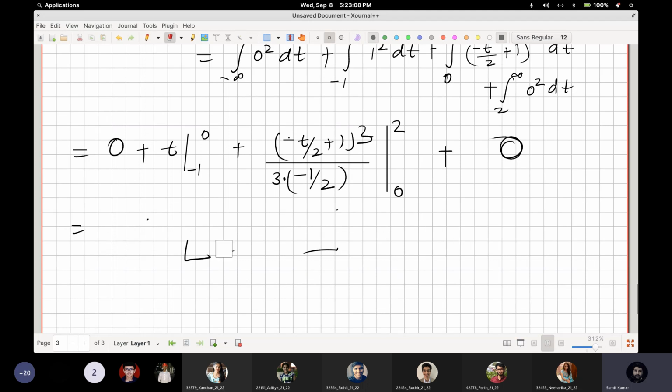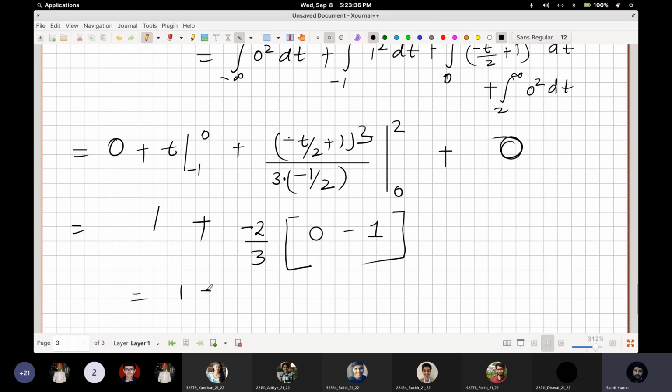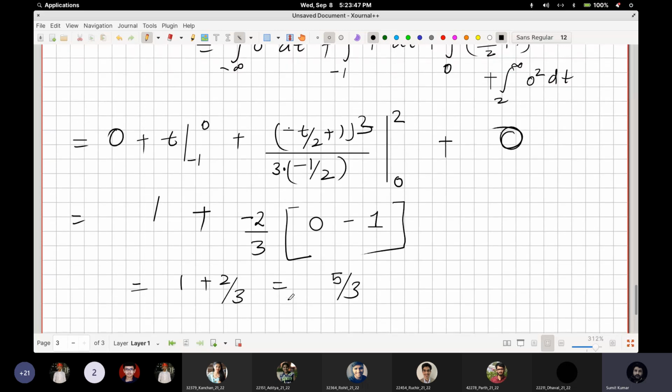So the first part is 1, that's clear. And what is this going to be? Now we are doing this cube. So let me take this minus 2 divided by 3 here. And what will I be getting here? 0. And then after that, it will be minus of 1, isn't it? When you put 0. Right? So what you got is 1 plus 2 by 3. And this will be equal to 3 plus 2, 5 by 3, right? So this is the answer that I got.